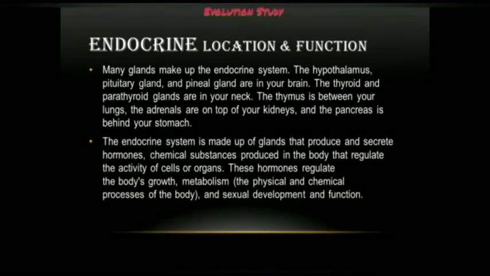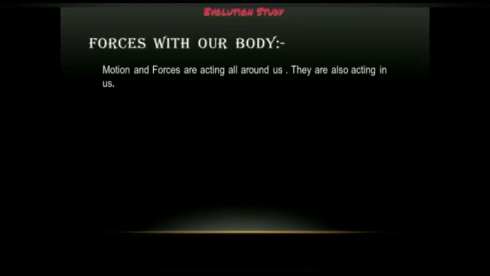The hypothalamus, pituitary gland, and the pineal gland are in your brain. The thyroid and the parathyroid glands are in your neck. The thymus is between your lungs, the adrenals are on top of your kidneys, and the pancreas is behind your stomach. The endocrine system is made up of glands that produce and secrete hormones, chemical substances produced in the body that regulate the activity of cells or organs. These hormones regulate the body's growth, metabolism, the physical and chemical processes of the body, and sexual development and function.